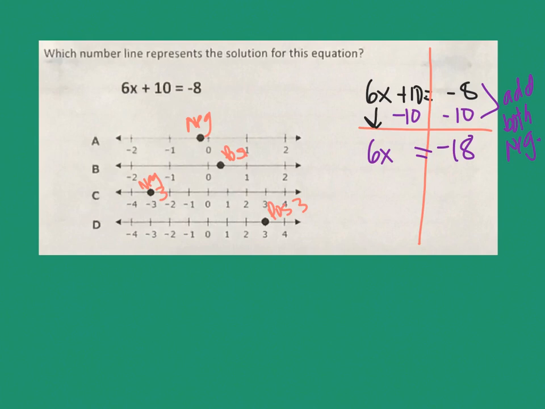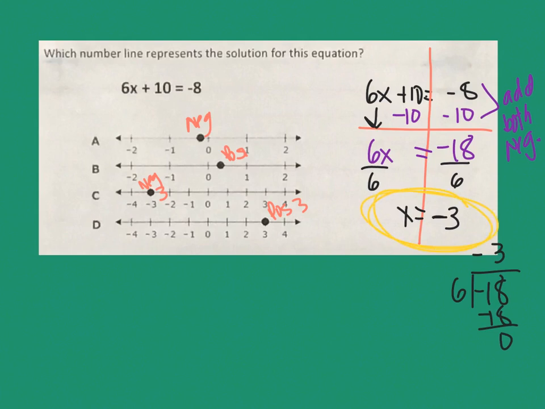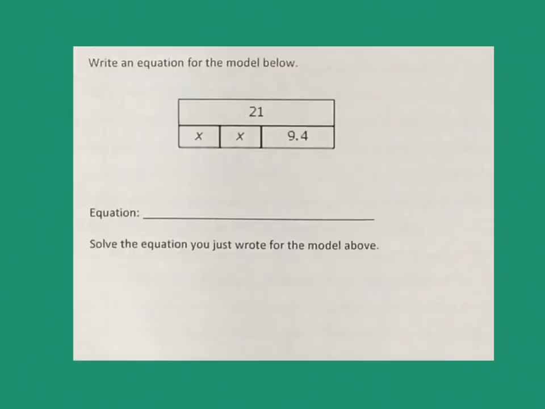If I don't know 6 times something is negative 18, I could divide both sides by 6. 6 divides into negative 18, negative 3. So then I would say x equals negative 3 as my answer. And the number line that matches that is C.